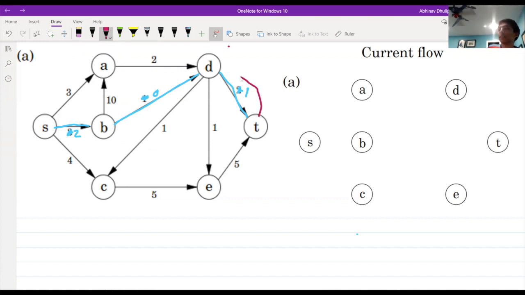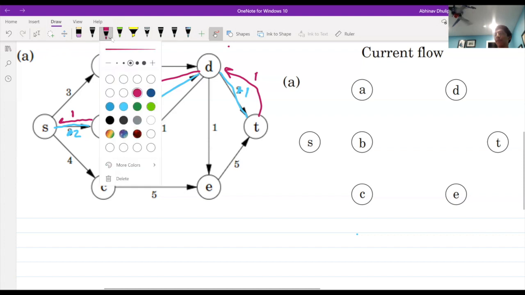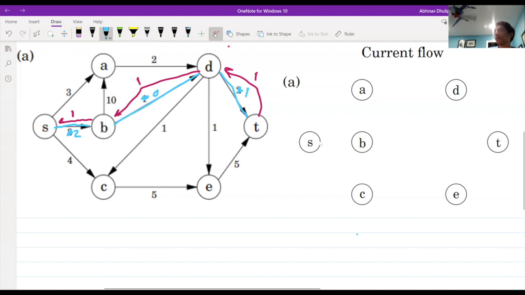So for this, it's going to be one flow in the reverse direction. This, it's going to be one flow in the reverse direction, 1 unit of flow in the reverse direction, and this is going to be 1 unit of flow in the reverse direction. So there we have it. That's one augmenting path done.